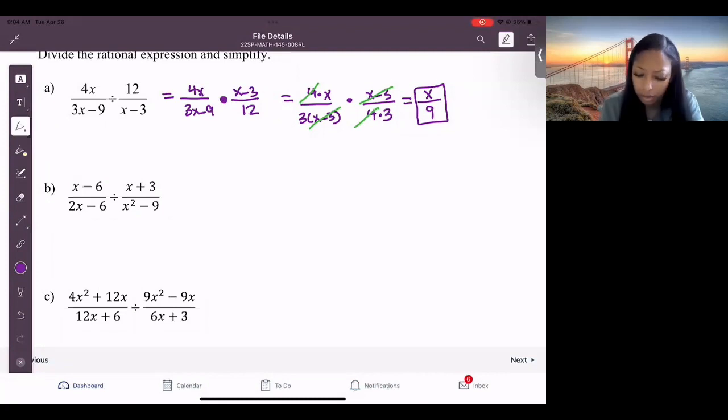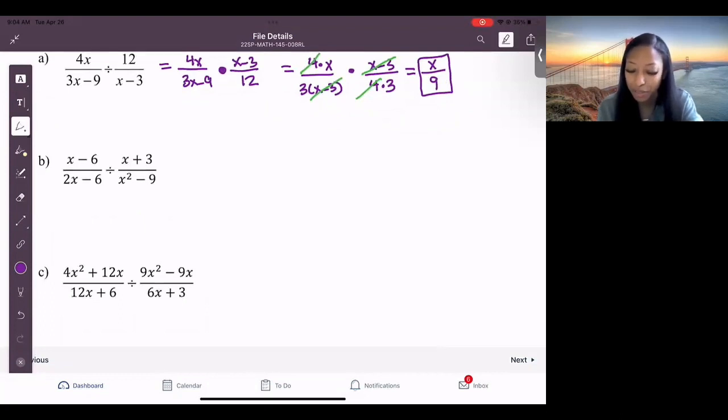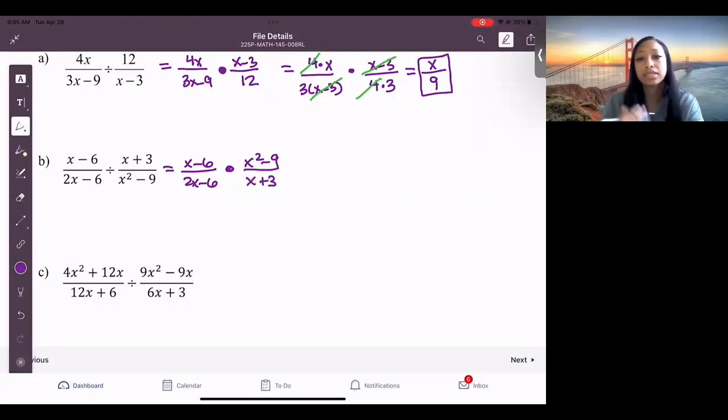Part B, x minus 6 over 2x minus 6 divided by x plus 3 over x squared minus 9. First, we rewrite this, keep the first expression the same, then multiply by the reciprocal of the second one. Now this is a multiplication problem. We factor, cancel, and multiply.